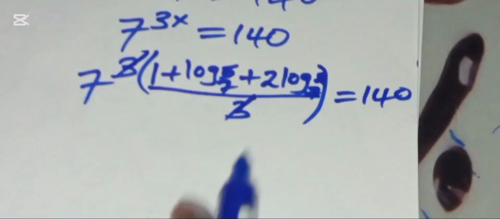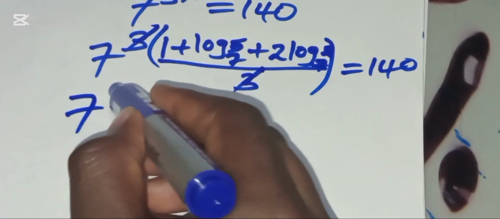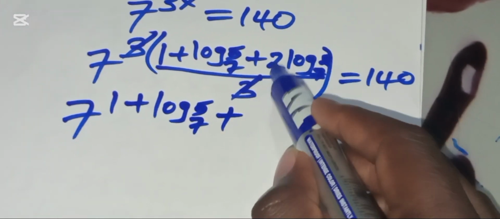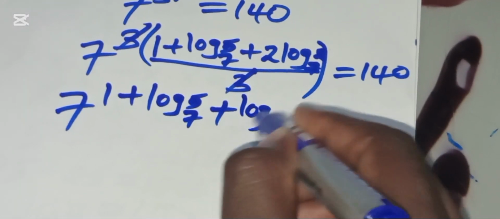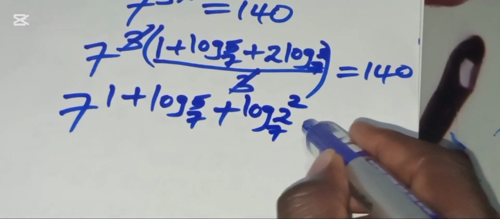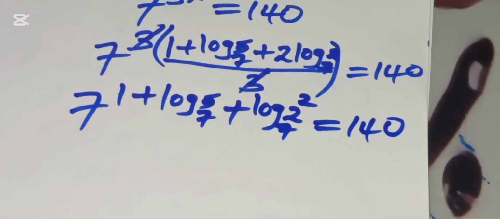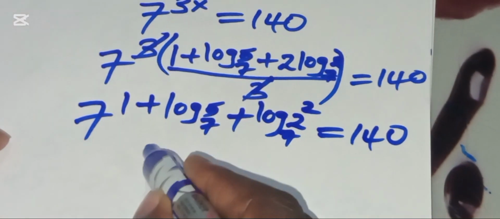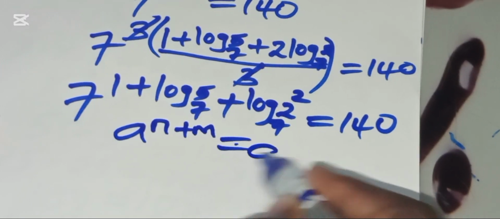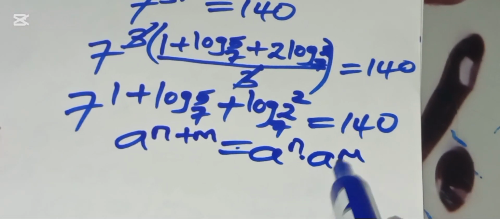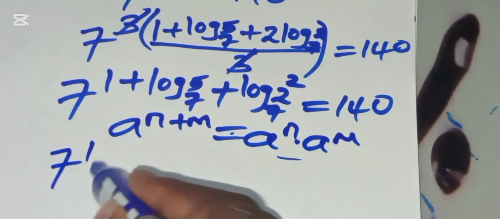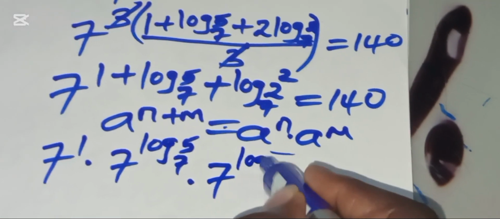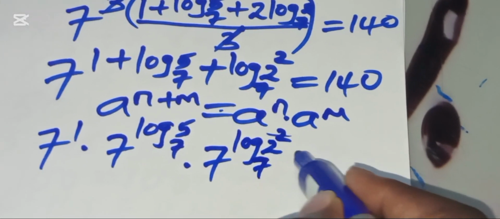So let's simplify here. This becomes 7 raised to power 1 plus log 5 to base 7 plus 2 log 2 to base 7, which is the same thing as log 2 raised to power 2 to base 7. This is equal to 140. As you can see, 7 raised to power 1 plus log 5 to base 7 plus log 2 squared to base 7 is in the form of a raised to power n plus m, which we can express as a raised to power n multiplied by a raised to power m. Let's apply this property. We'll have 7 raised to power 1 multiplied by 7 raised to power log 5 to base 7 multiplied by 7 raised to power log 2 raised to power 2 to base 7. This should give us a value of 140.